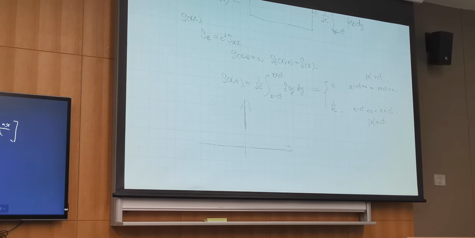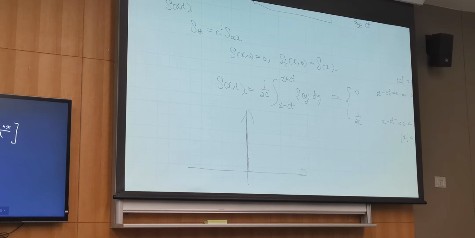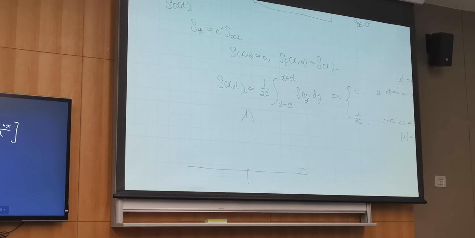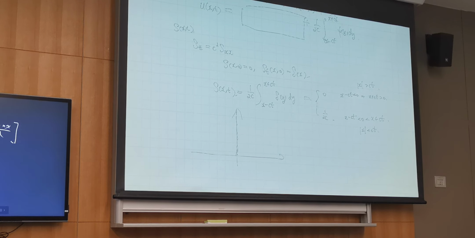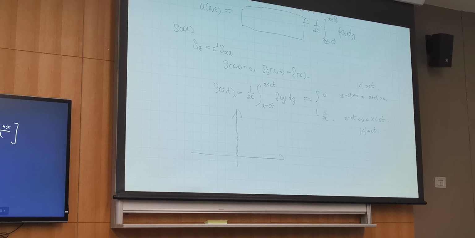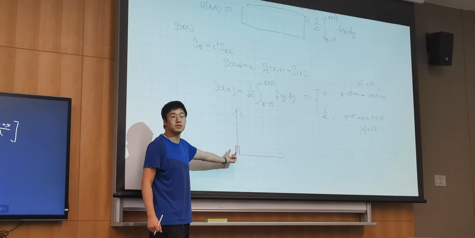Initially it's 0, sorry, my bad. But what happens from that? When t is very, very small, it's going to be something like a small beam whose height is 1 over 2c.